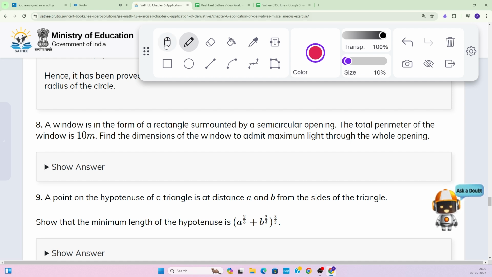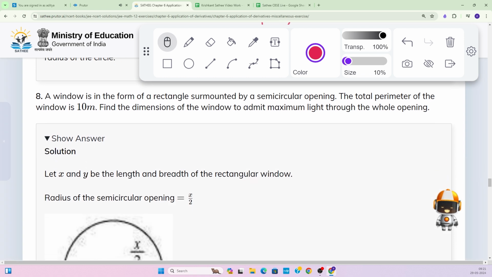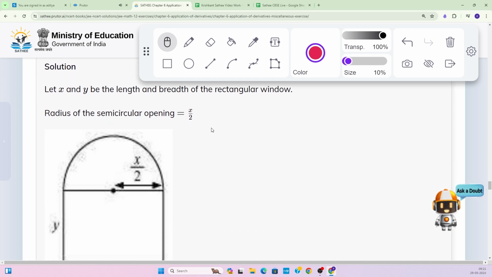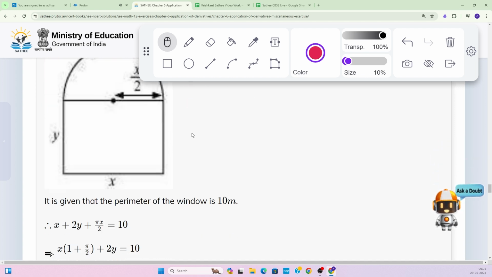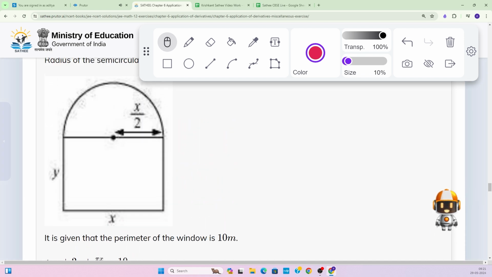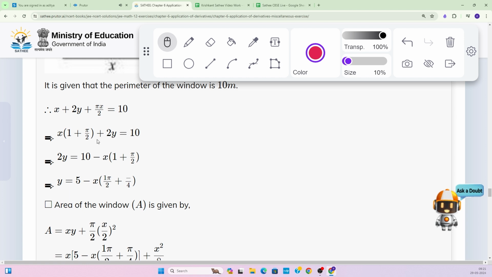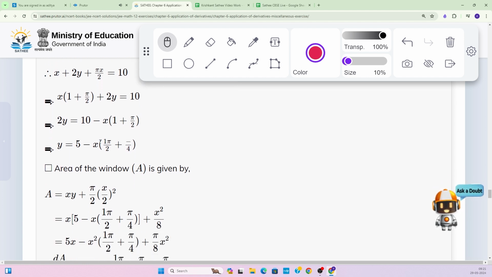Let us see quickly. Let x and y be the length and the breadth of the rectangular window. The radius of the semicircle opening is equal to x/2. The diagram shows everything. It is given that the perimeter of the window is 10 meters. This means x + 2y + πx/2 = 10. This means x(1 + π/2) + 2y = 10. This means y = 5 − x(1 + π/2)/2. This is your expression.